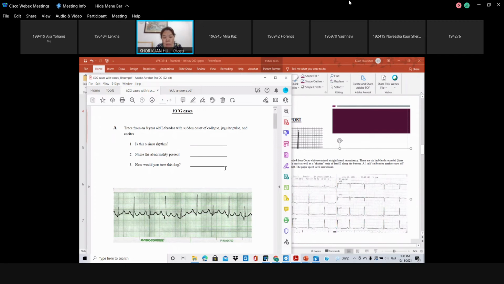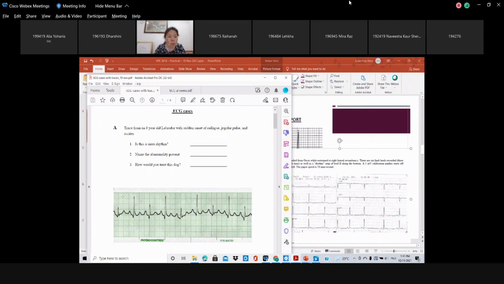Hello, group 19. Or you don't know your grouping yet? Doctor, is it electrical alternans? Betul? So can you describe a little bit why it is called electrical alternans? Because apa yang you nampak? How do you identify electrical alternans? What is paling characteristic sekali? The alternating amplitude.